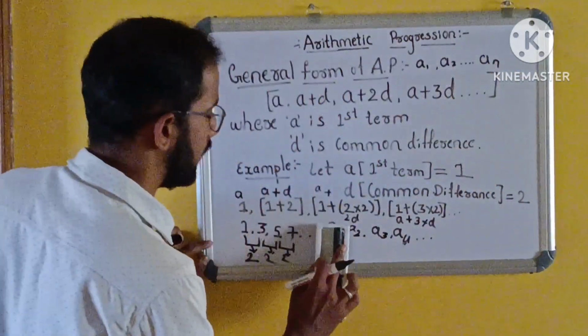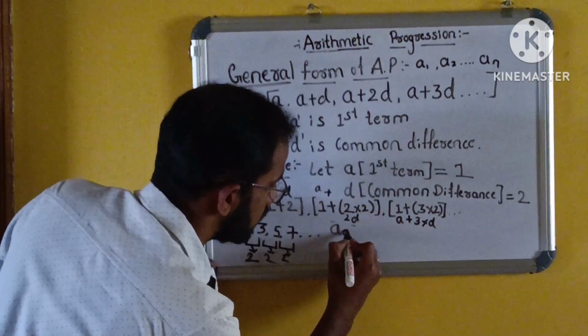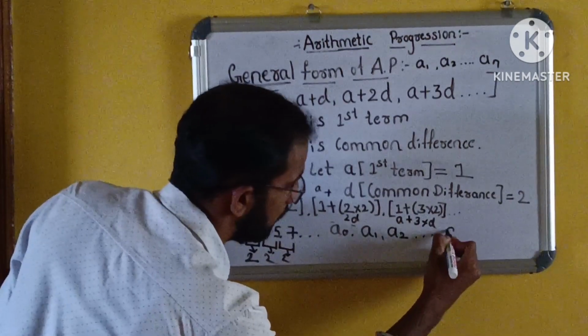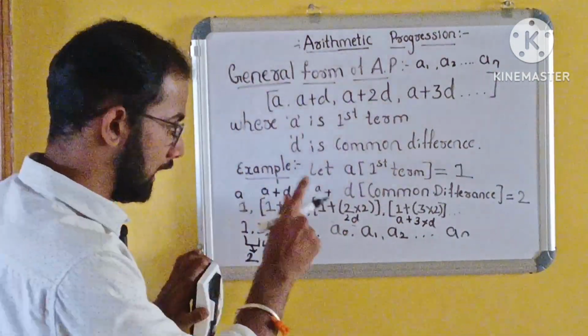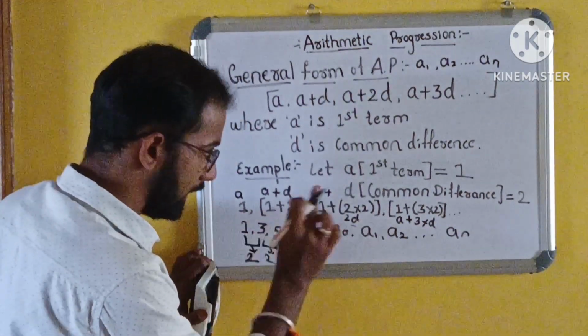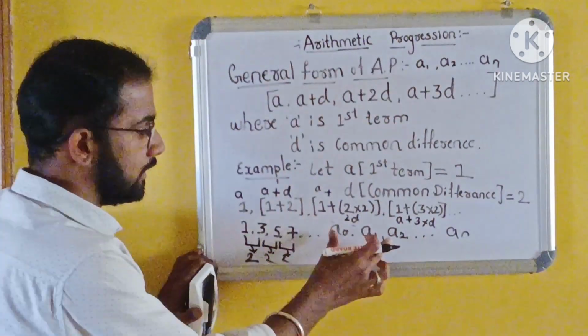Whichever is convenient, you can take a0, a1, a2, and so on up to an. N is the last term of the sequence. Now here a0 is 1, a1 is 3, a2 is 5, a3 is 7.